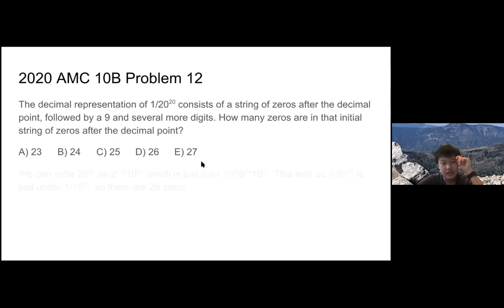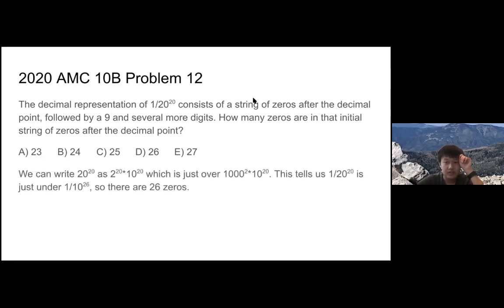Basically, a main idea is that you want to approximate this denominator as a power of 10. So first you write 20 to the 20 as 2 to the 20 times 10 to the 20. 2 to the 20 is about 10 to the 6th. It's just over that, which is important. So basically 20 to the 20 is just a tiny bit greater than 10 to the 26. In which case 1 over 20 to the 20 is just a bit less than 1 over 10 to the 26.